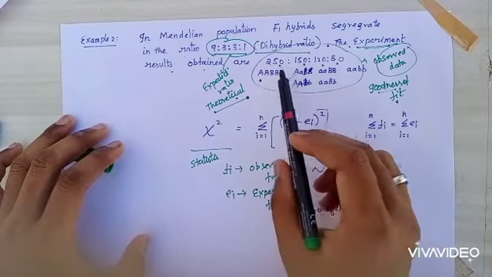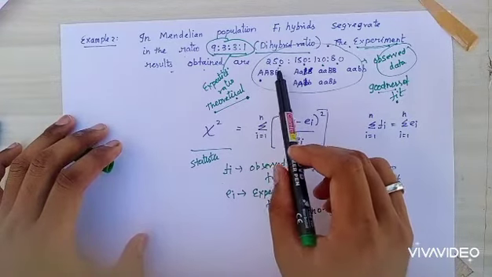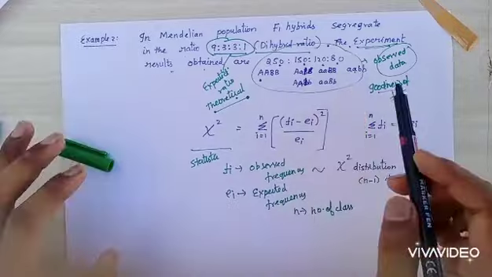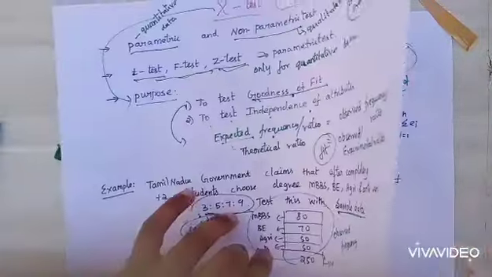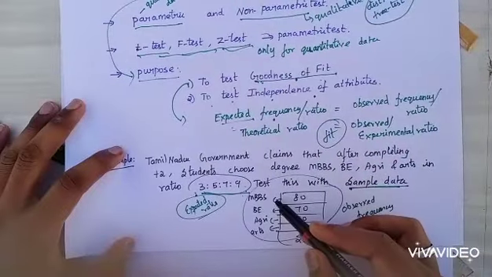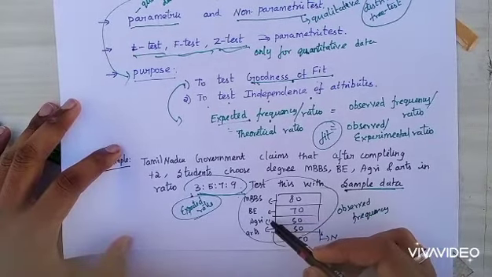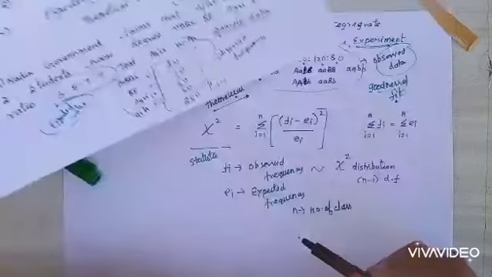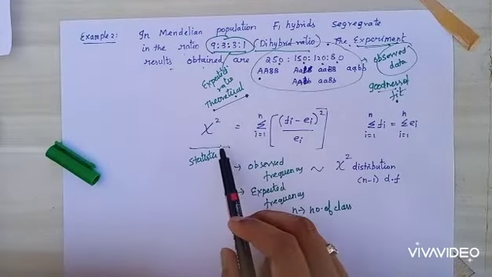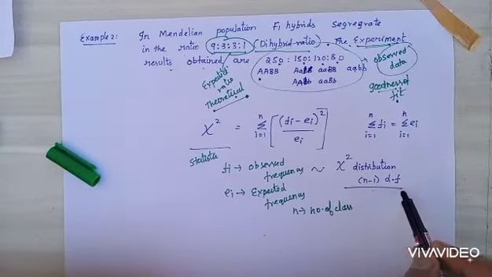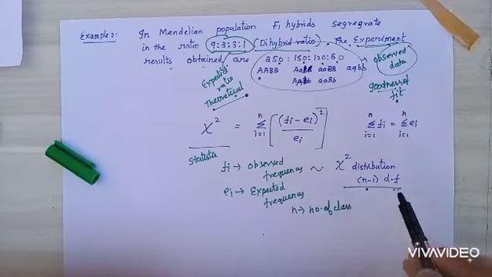In this we are having four classes: 1, 2, 3, 4. Similarly, in the first example we are having four classes: one is MBBS, another is BE, third is agree, and fourth is odds. So this chi-square statistic follows the chi-square distribution with n minus 1 degrees of freedom.